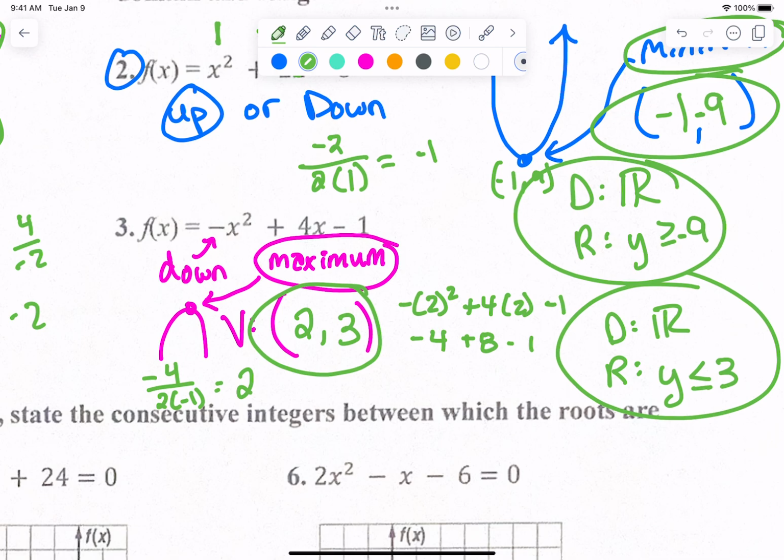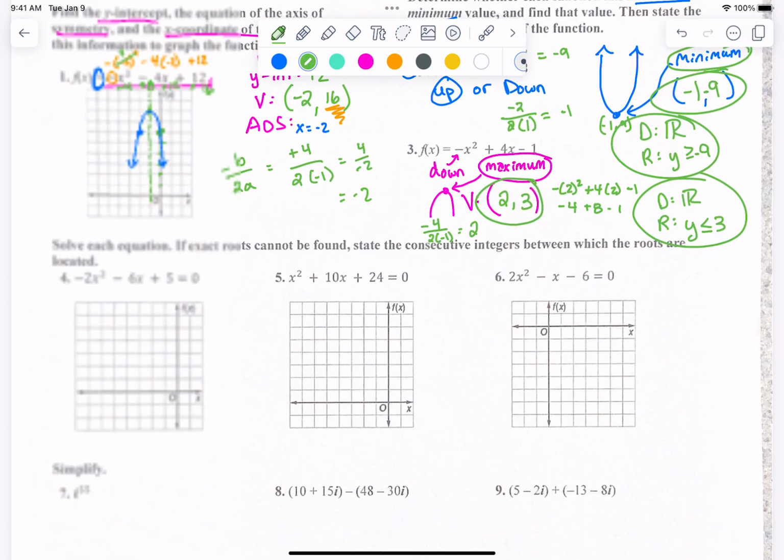Okay? And then for domain and range, domain is left and right. He's going to go left and right forever as he goes down and out, right? But for the range, y is less than or equal to this point right here, which is 3, the y coordinate. That's domain and range. Got it? Good? All right, let's go to 4, 5, 6.